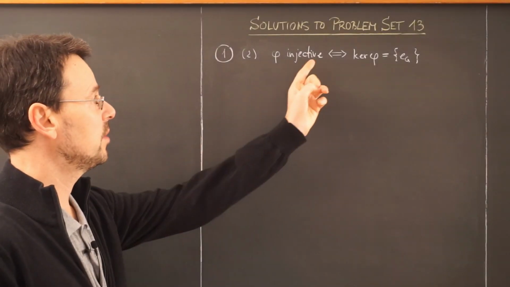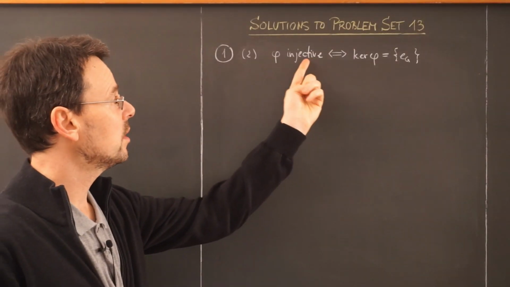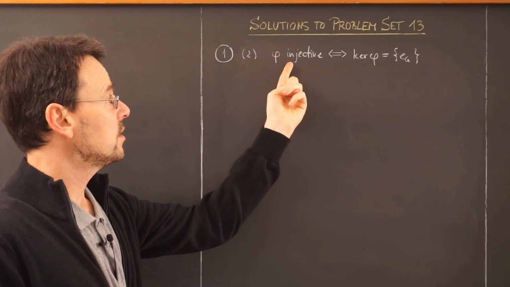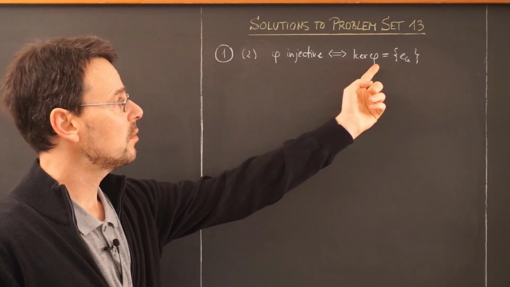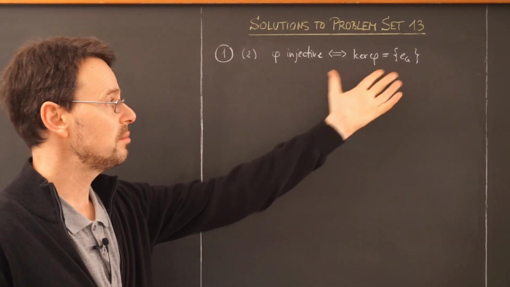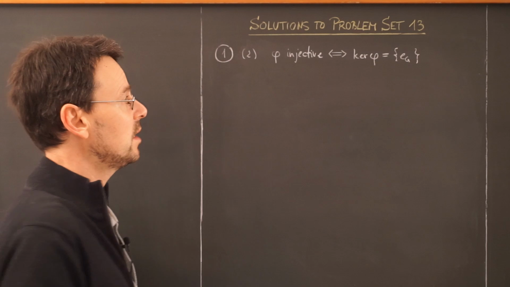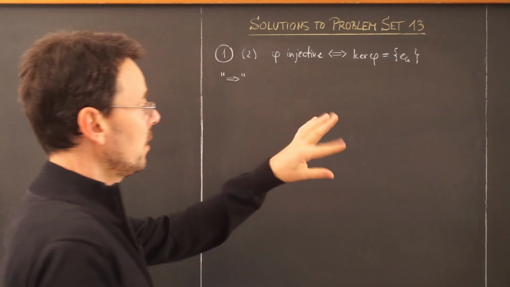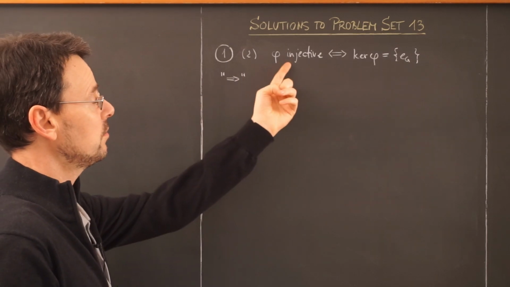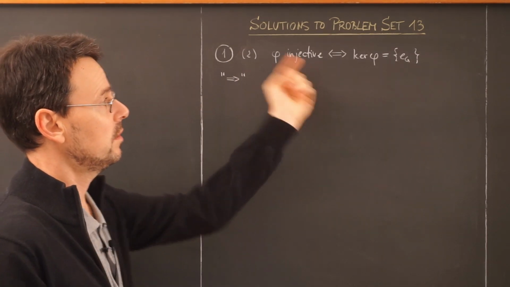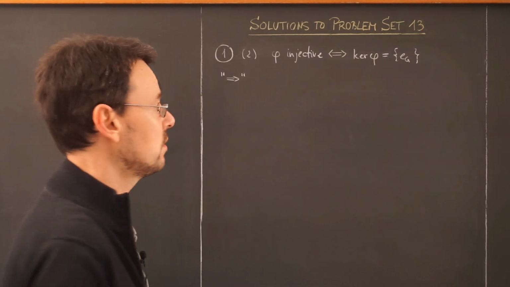Okay, next statement. This is very important. It states that the homomorphism phi is injective if and only if its kernel is trivial, meaning it consists only of the identity of G. Let's do this separately for both directions. So first of all, we assume that phi is injective, and then we show that its kernel is trivial.